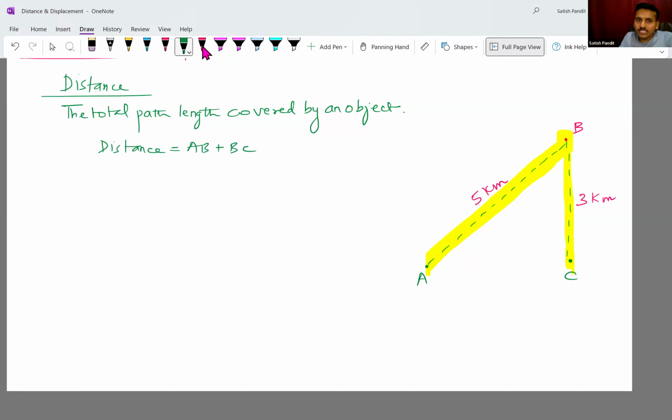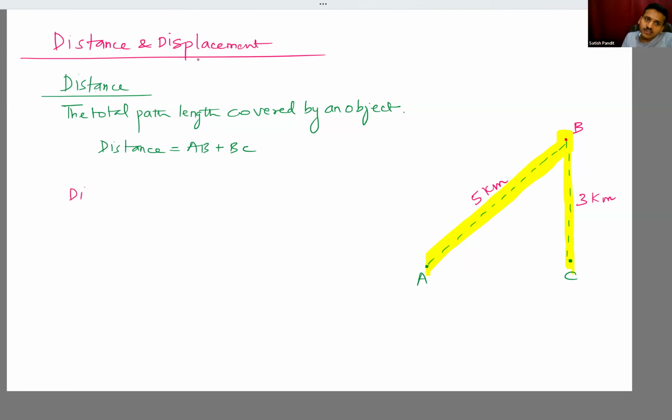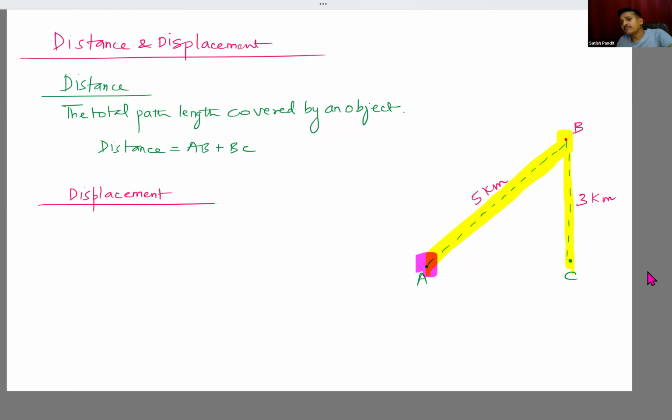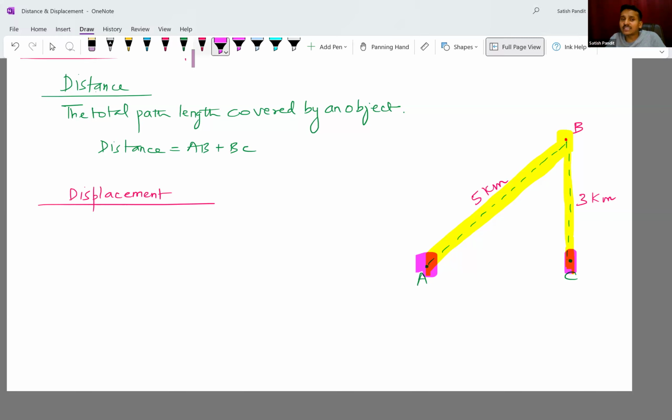Now, what is displacement in physics? In physics, displacement means the shortest distance between the initial point and the final point. See, I started from point A and right now I'm at point C. The shortest distance between A and C is actually the displacement.